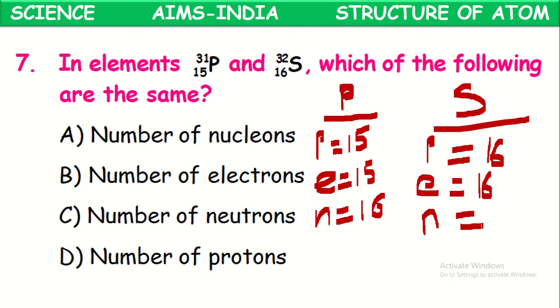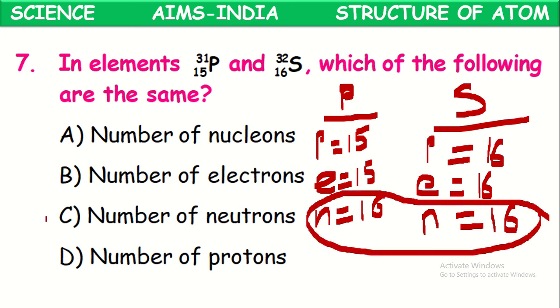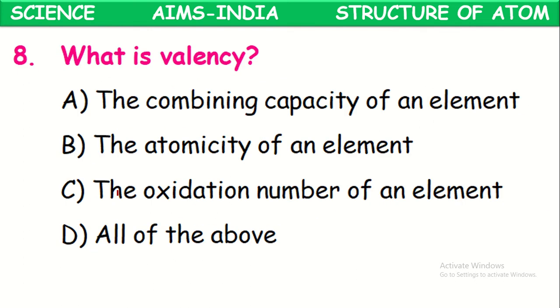And number of neutrons, mass number 32 minus atomic number 16. So here number of neutrons is 16. What is being same in these two atoms, phosphorus and sulfur? That is number of neutrons. Number of neutrons is same for both, for these two atoms. Next, what is valency? The combining capacity of an element is known as valency. That is the number of electrons either gained or lost or shared by an element to become stable is called its valency. That is called combining capacity of an element.